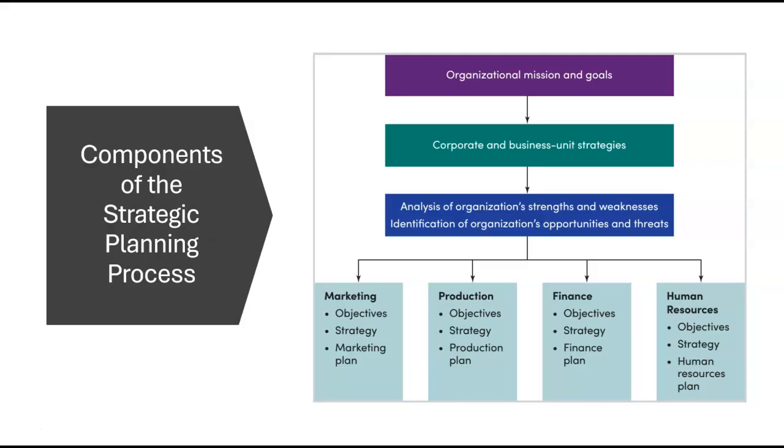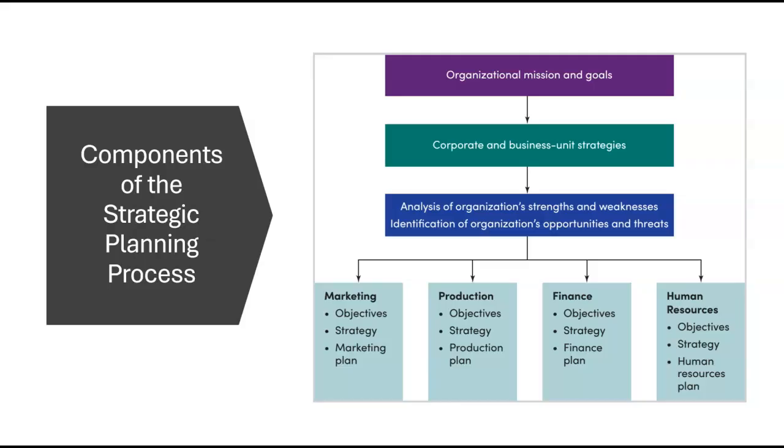And then right here, you'll see a table for the components of the strategic planning process. You have your organizational mission and goals, and corporate and business unit strategies. So there's the full picture, and then there's the different parts of the business that have their own strategies. So you have the larger picture strategy included with the small individual departments, each with their own strategies.